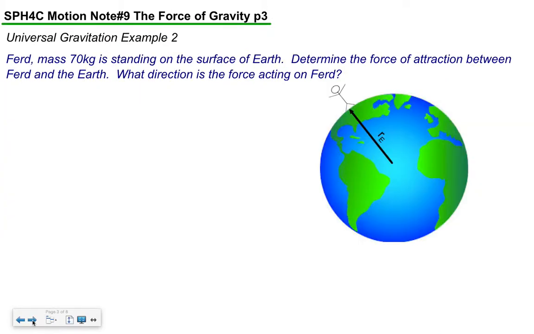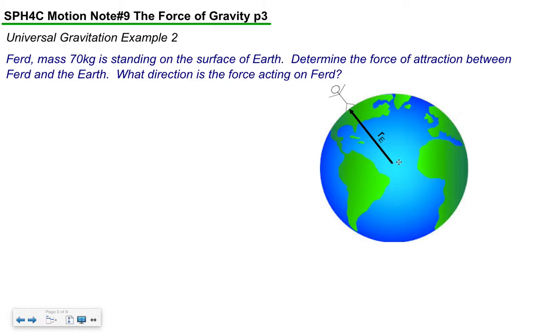Okay, another example. Ferd, who's 70 kilograms, is standing on the surface of Earth. Determine the force of attraction between Ferd and the Earth, and what direction is the force acting on Ferd. And I'll give you the answer to this part first. The direction is directly towards the center of the Earth.